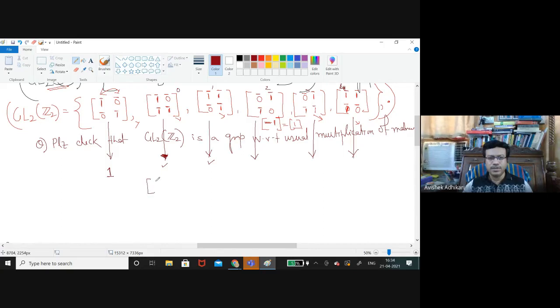Okay, let's start with this 1011. What is this value? This is 1, this is 0. So this is 1. This is 0, this is 0. This is 1. So this is 2, means 0. This is 0, and this is 0, and this is 1. So order of this element is 2, because this is the identity element.